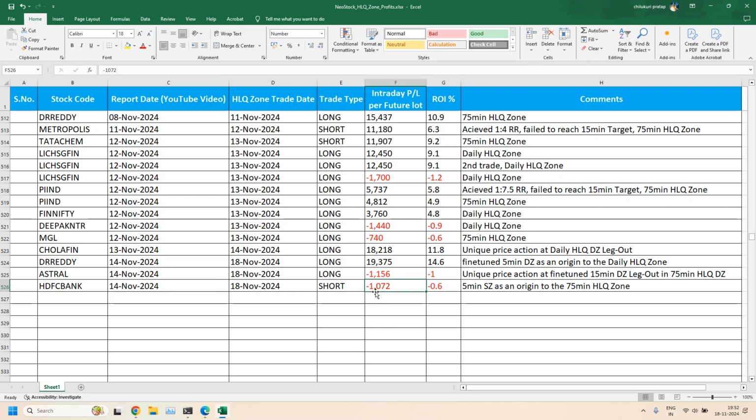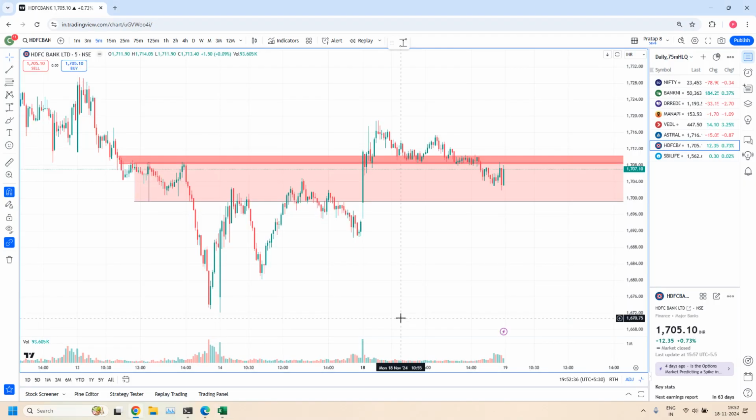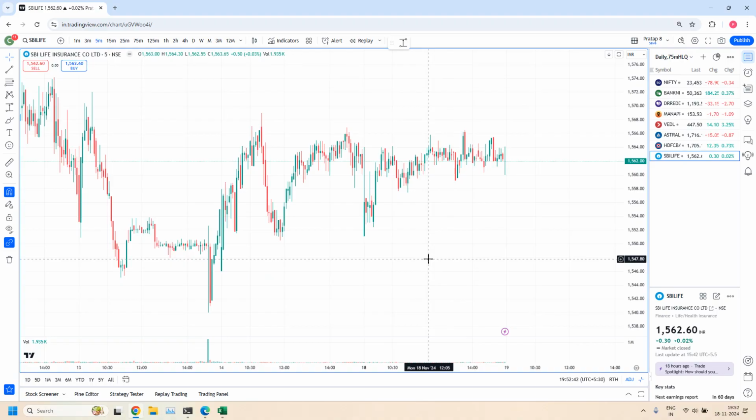So what is the loss? 1072 rupees, which is 0.6% negative ROA. The 5 minute supply zone as an horizon to the 75 minutes high liquidity zone. So these are the 3 trades executed today. One is successful and 2 have failed. And the remaining, SBI Life, I think we already discussed it or not.